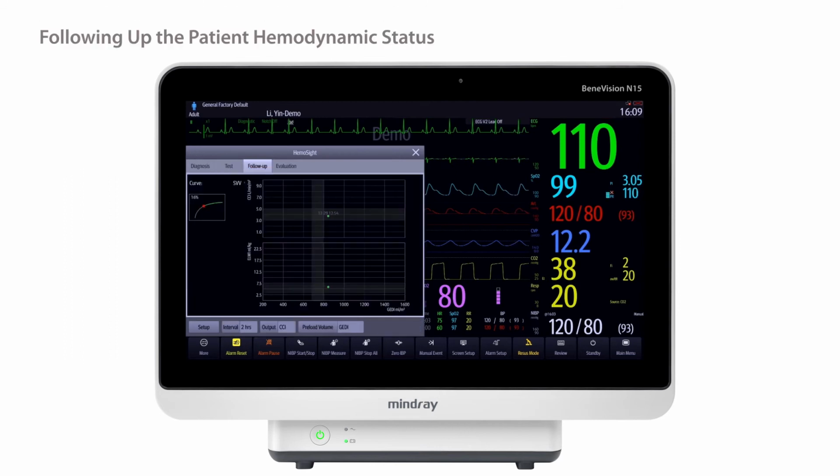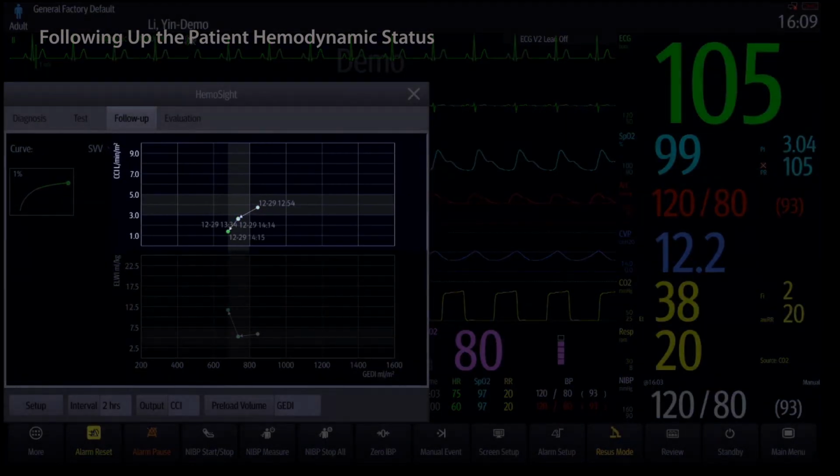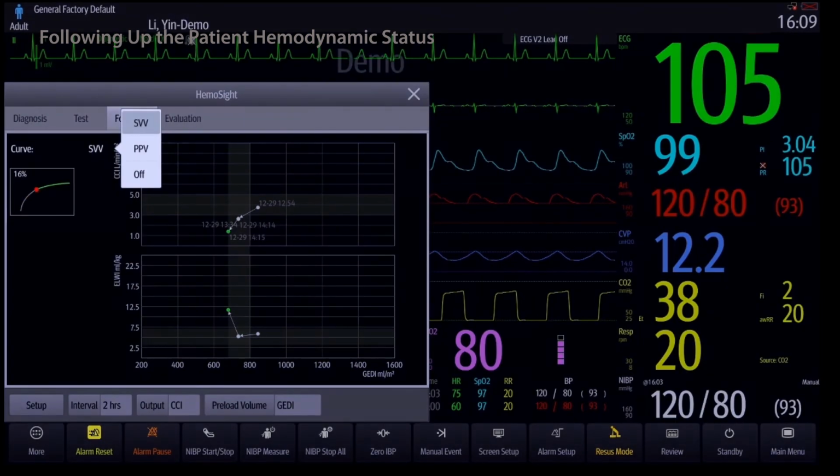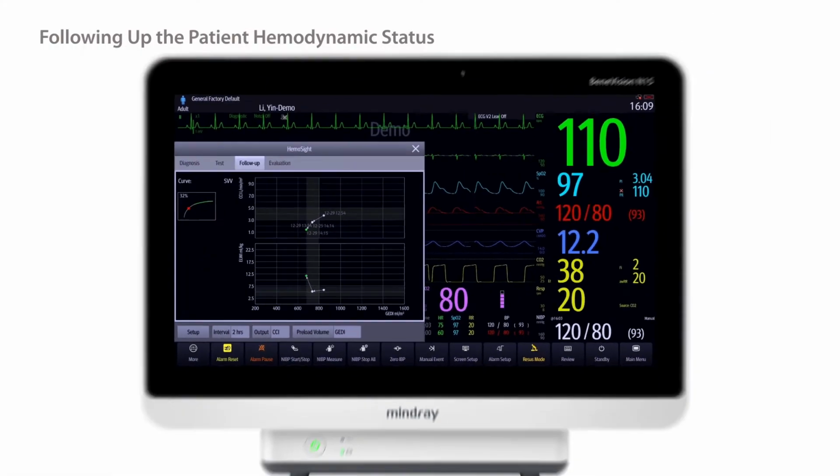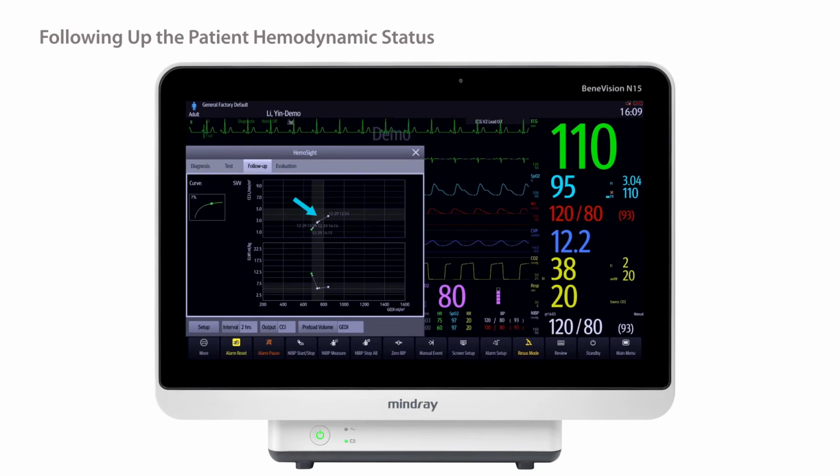The follow-up page displays the cardiac function curve, lung water curve, and SVV/PPV slope indicator. The shaded areas in the cardiac function curve and the lung water curve indicate the normal range of x-axis and y-axis parameters. The SVV/PPV slope indicator is a numeric representation of the cardiac function curve, which is used to assess the fluid responsiveness. The value, position, and corresponding color of the dot on the SVV/PPV slope can be easily interpreted.